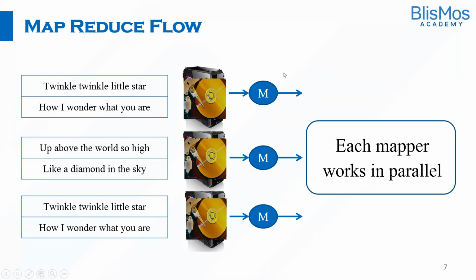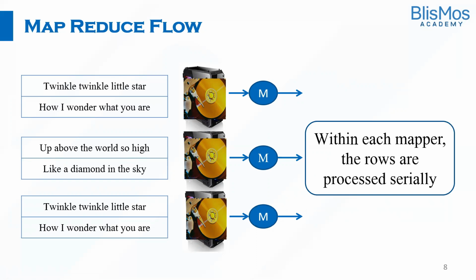This is the map phase, where we have a mapper. A mapper is nothing but a code or a function or a class with a function. Each of the mappers is assigned to each of the partitions in different machines. Sometimes it can be the same machine also. The mappers work in parallel and process the data. The way they process the data is that within each mapper, the rows are processed serially.